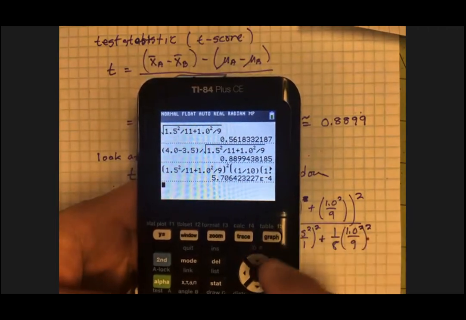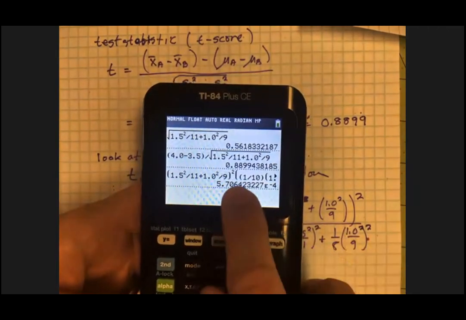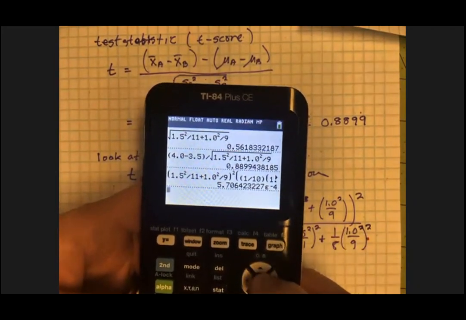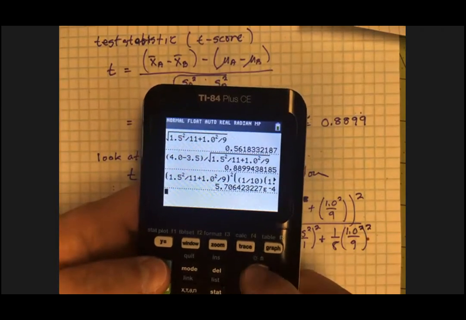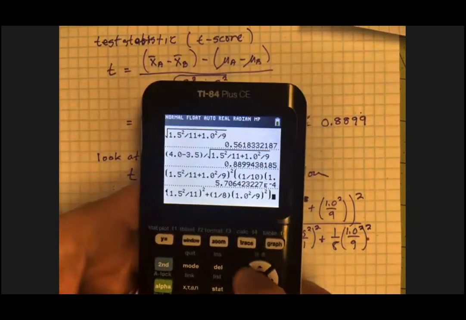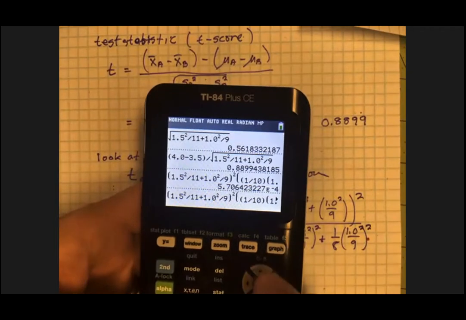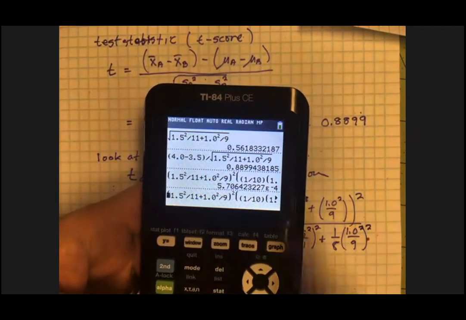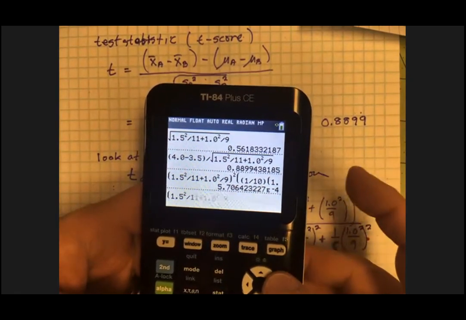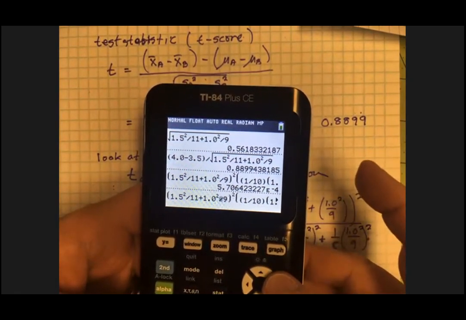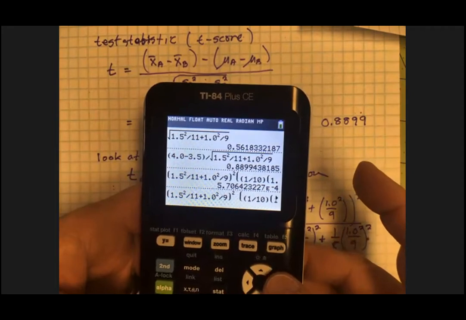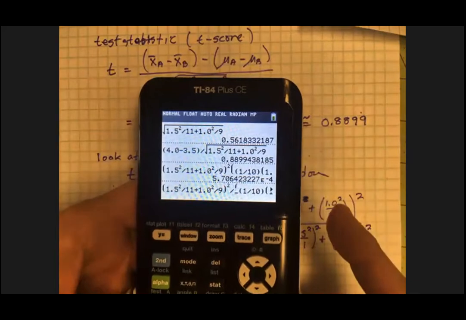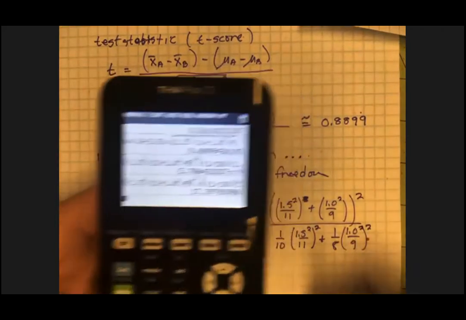I missed something there. Oh, I missed the dividing sign between the numerator and denominator. So let's try it again. I've got to go right here and insert a dividing sign. This was the numerator, this was the denominator. I guess I'm demonstrating why you don't want to do this by hand. Okay, let's try it again.